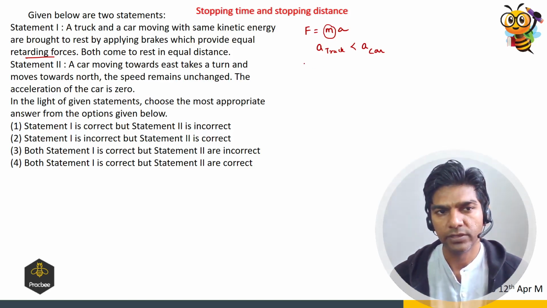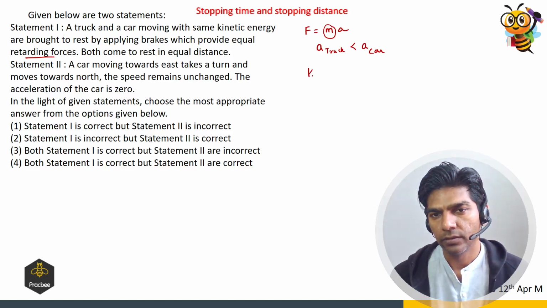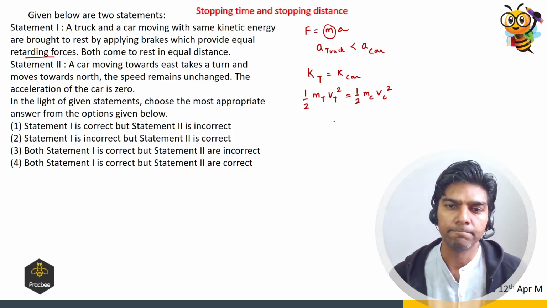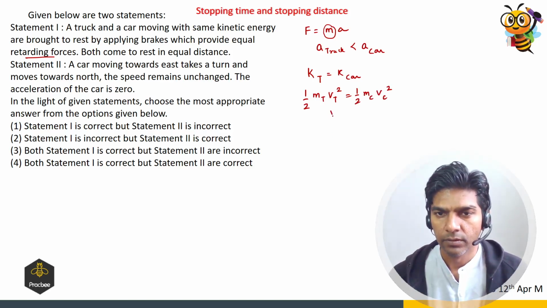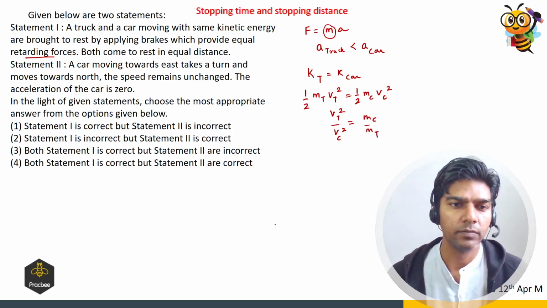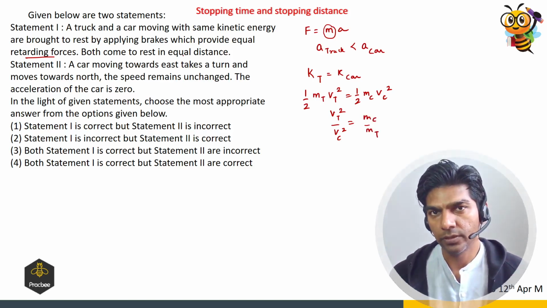They have the same kinetic energy. So the kinetic energy of the truck is the same as the kinetic energy of the car. So it is half mass of the truck times velocity of the truck square, equal to half mass of the car times velocity of the car square. So we can say Vt square by Vc square is equal to mc by mt, and we have to check whether they have the same stopping distance or not.